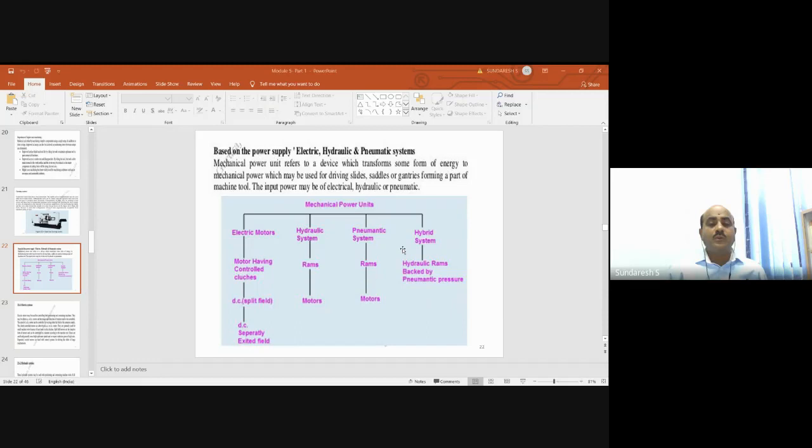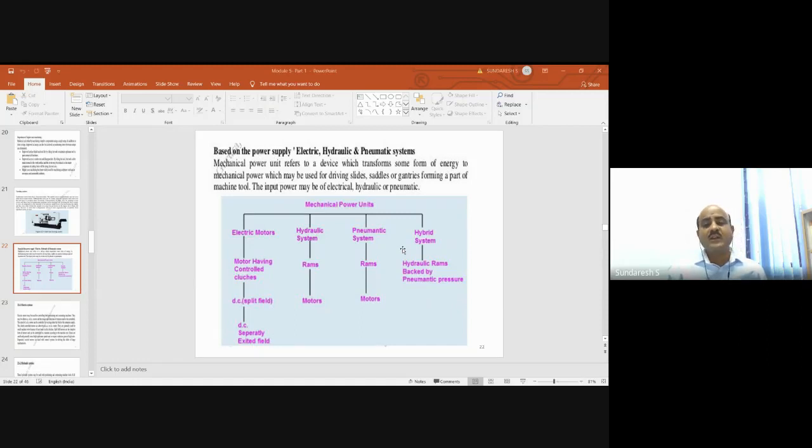So the mechanical power unit refers to the device which transforms some form of energy to mechanical power, which may be used for driving slides, saddles, or gantries, forming a part of a machine tool. The input power may be electrical, hydraulic, or pneumatic.